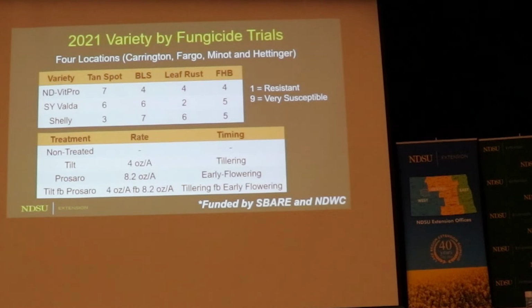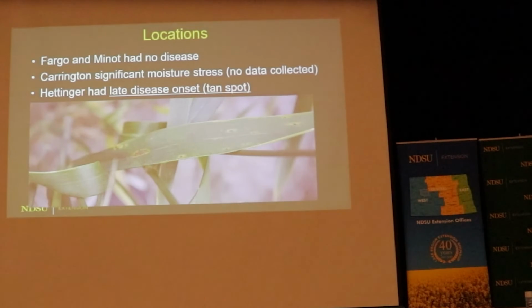Again, I'm trying to fine-tune this a little bit more to get to more variety-specific responses. So what happened this year? Fargo and Minot had no disease. Carrington had significant moisture stress early on where we weren't able to get enough stands, so I more or less threw the data out from the past year.